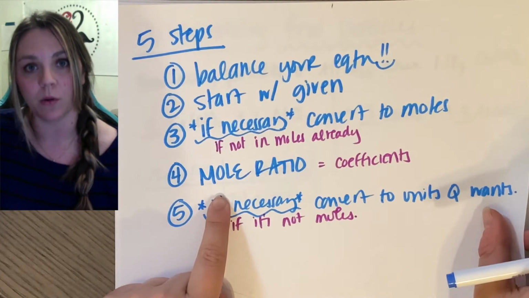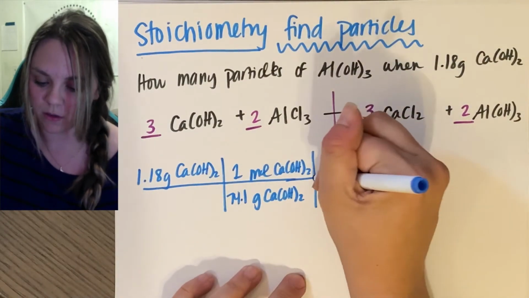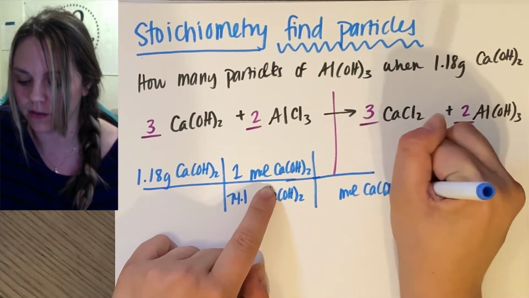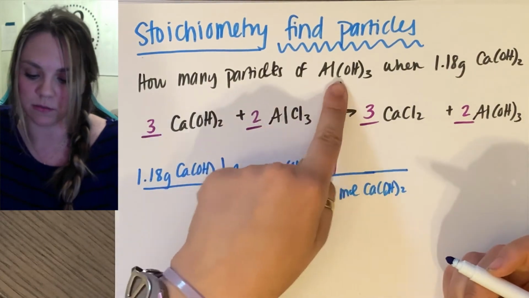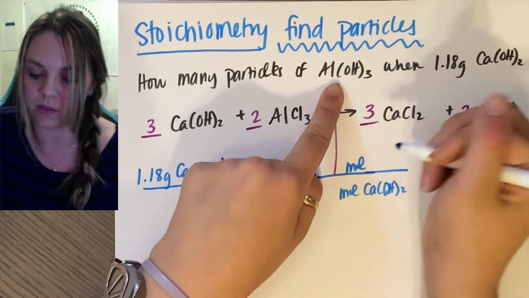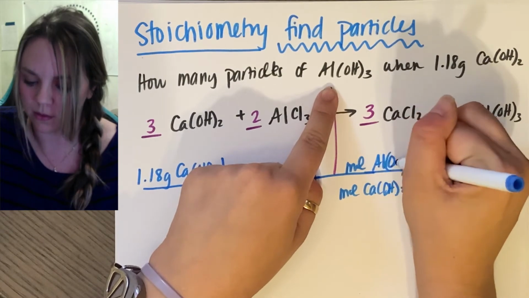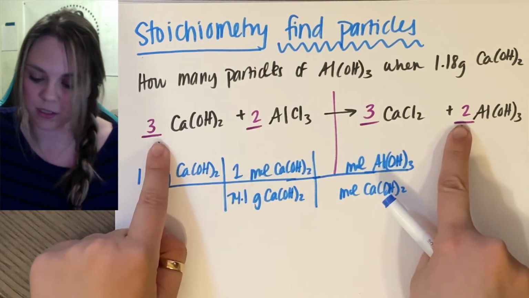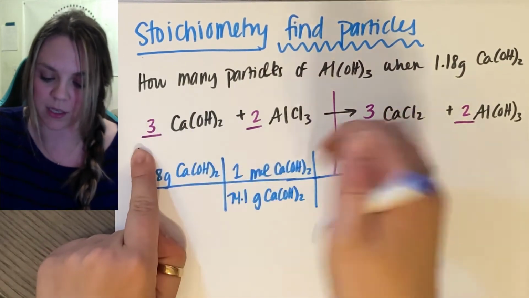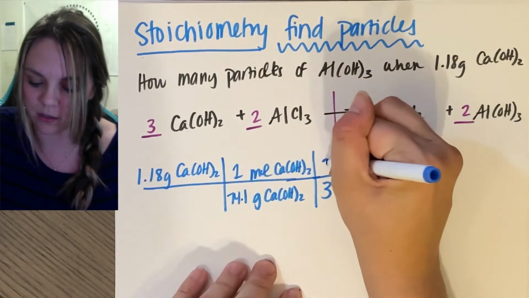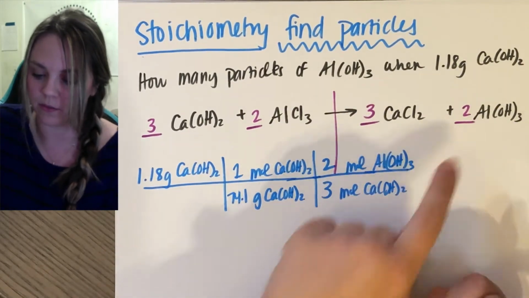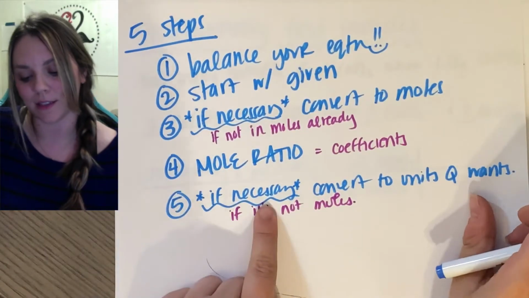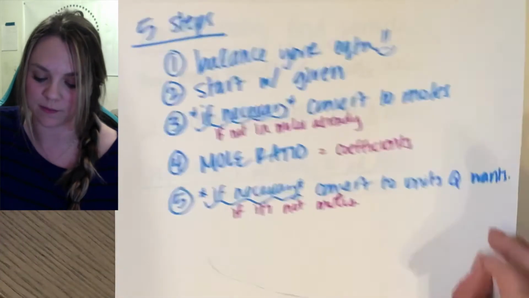Step 4 is to use your mole ratio. I want to get out of moles of calcium hydroxide and into moles of whatever it's asking for, moles of aluminum hydroxide, and I use my balanced coefficients. So 3 moles of this for every 2 moles of aluminum hydroxide. And if necessary, convert units to whatever the question wants.